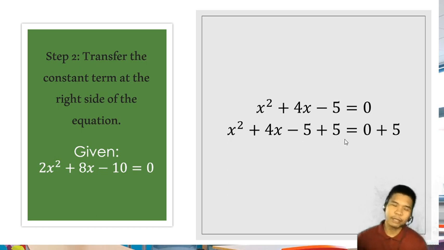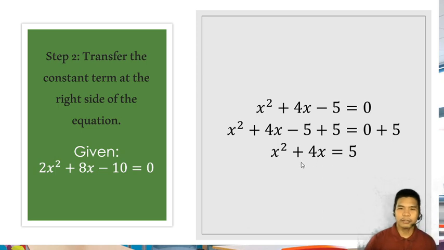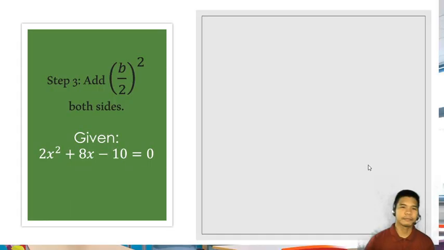Kapag gamitin natin yung property, kailangan ma-eliminate natin tong negative 5. So, nag-add tayo 5 both sides. Or simply, kung anong mas madali para sa atin, lipat lang natin yung negative 5. So, ang new equation natin ay x squared plus 4x equal to 5. Okay, dyan tayo natapos. Step 3 tayo.